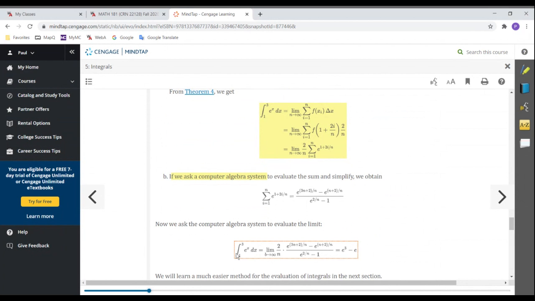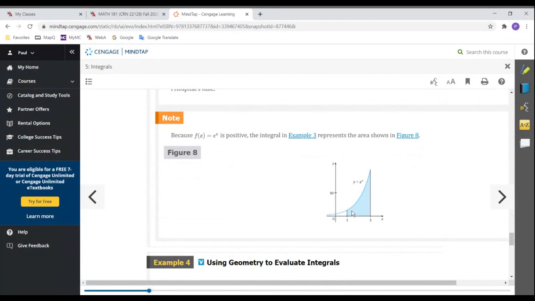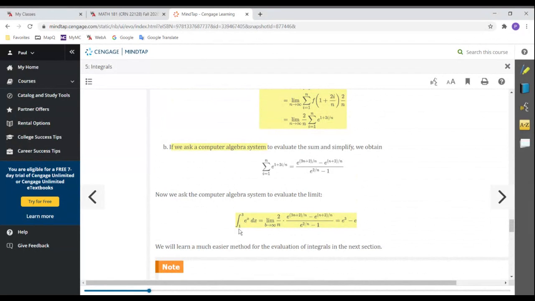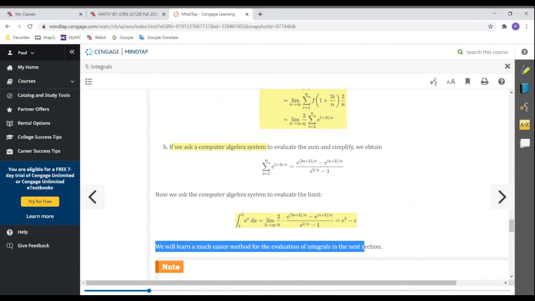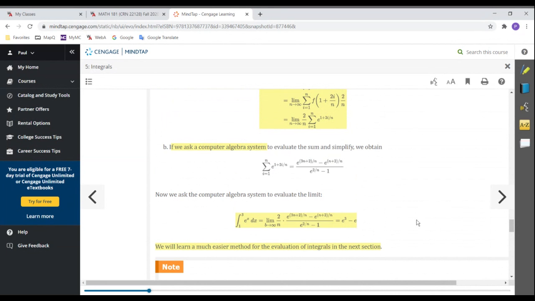Like for this problem here, they show that the definite integral from 1 to 3 of e to the x dx, and by the way, that's this area here, the blue area that they're showing underneath the exponential function e to the x from 1 to 3, you'll be able to compute as being e cubed minus e. And like they say, we're going to learn a much easier method for evaluation of integrals in the next section.